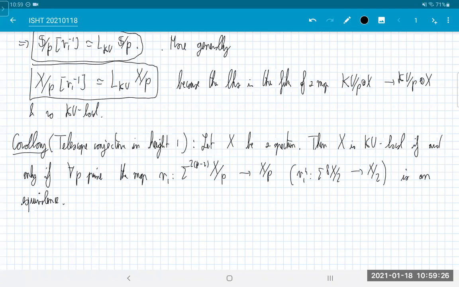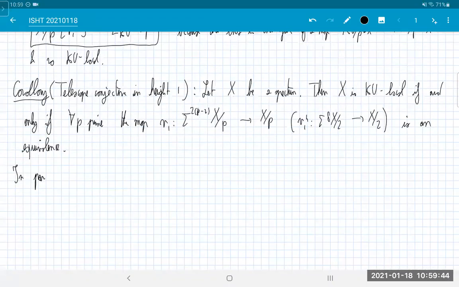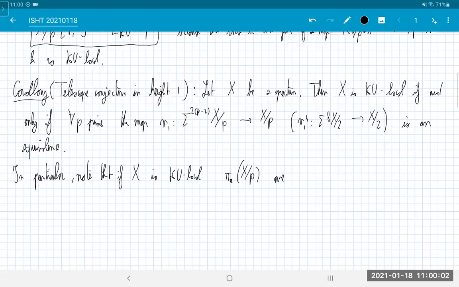This connects being KU local with some kind of periodicity on X. In particular, note that if X is KU local, the homotopy groups of X mod p are periodic, because there is this multiplication by v1 with period 2p minus 2.